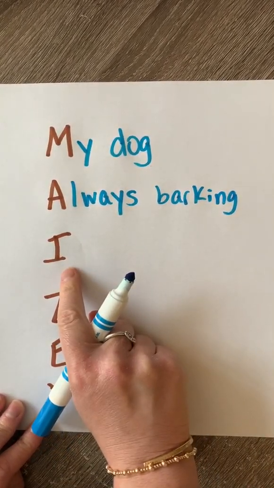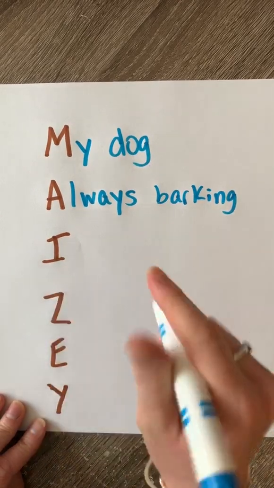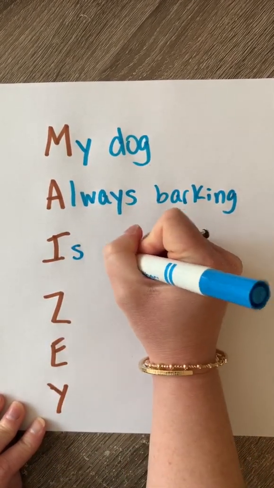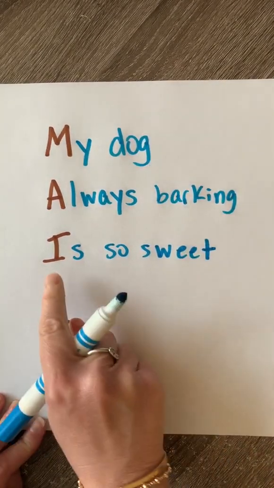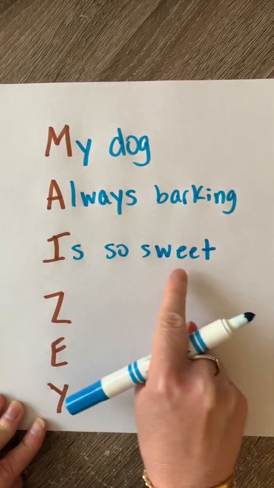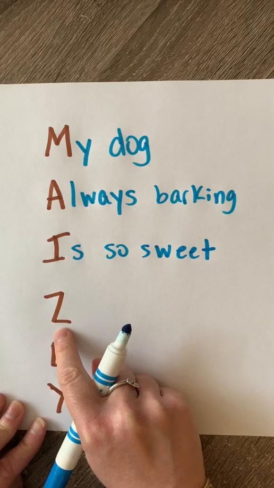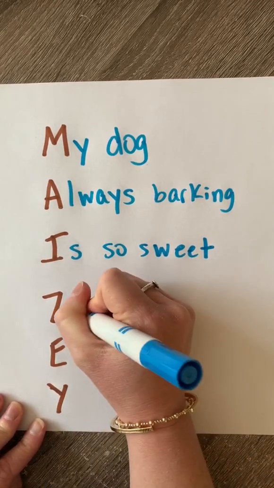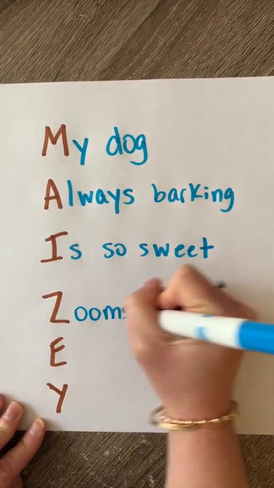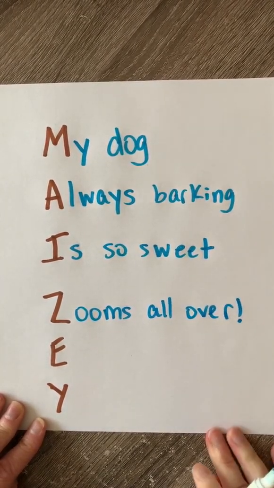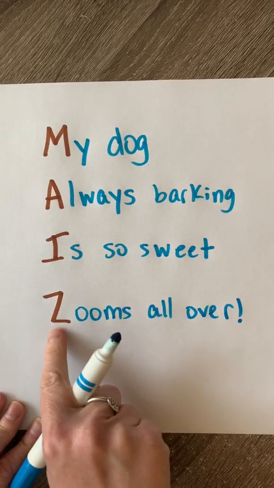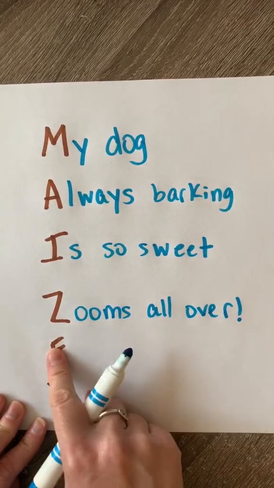I. What are some words that start with the letter I? Oh, well, Maisie is so sweet. She is the sweetest little puppy. So my next line is so sweet. Z. Oh, well, when Maisie is excited, she zooms all over. I'll put an exclamation point there just to make it more fun. She zooms all over the house like this and like that.